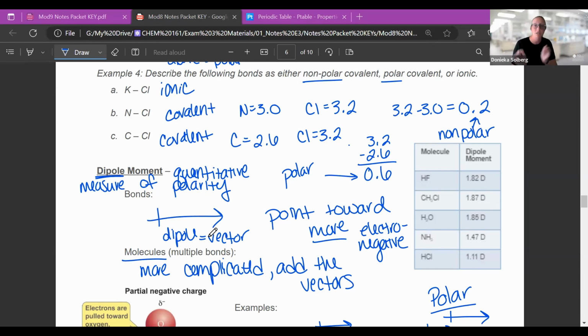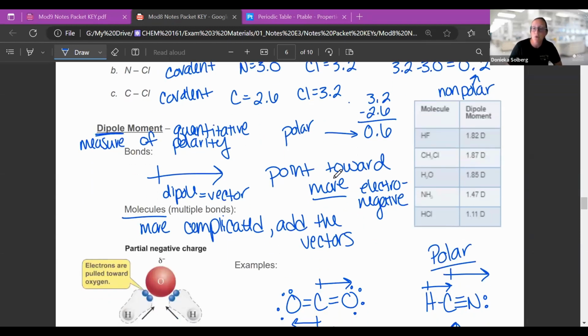And whatever direction it's pointing is the way that the pole is going. So this is called a dipole. It is really just a vector. We always point it toward the more electronegative. So when we're drawing dipoles to represent a polar bond, the arrow goes toward the one that's more negative, like toward fluorine, if you're talking about a polar bond.